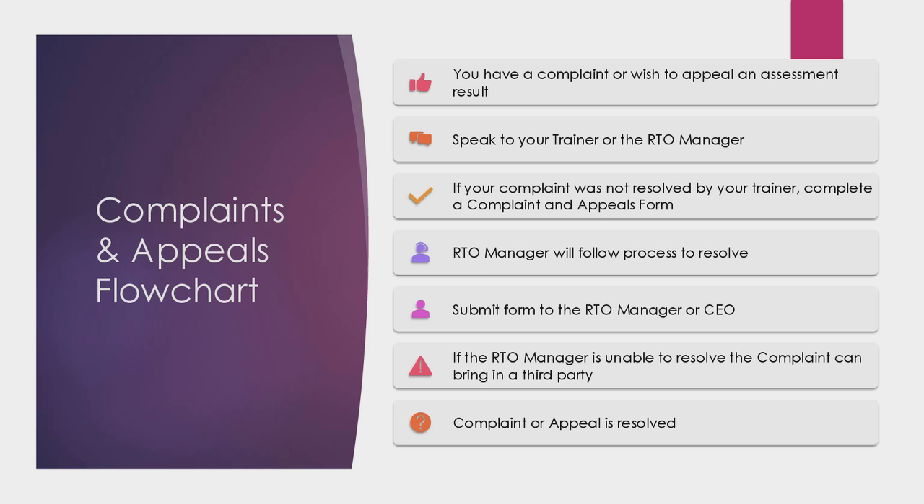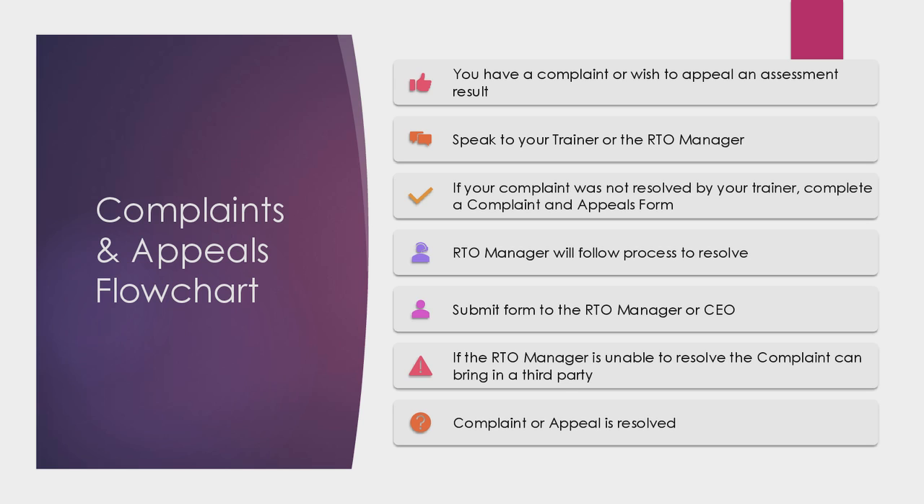throughout your organisation. So the way the complaints and appeals should be managed is once you've received a complaint, so this is in the policy and procedure manual, someone has a complaint or they wish to appeal a result, they should speak to their trainer first or the RTO manager, particularly if it's an appeal, because it might be that they will be given an opportunity for reassessment straight away and they may not need to appeal the result.